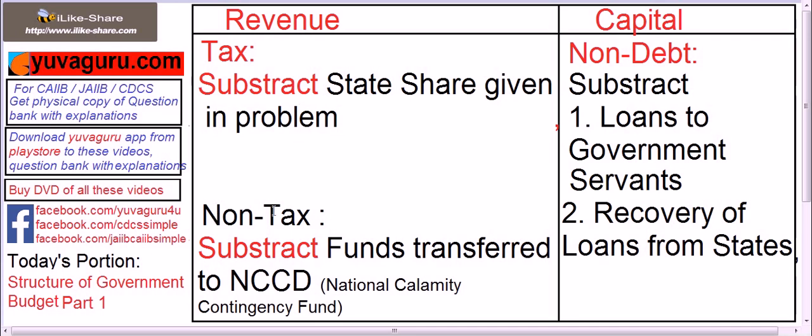Similarly, in non-tax, you have to subtract the funds transferred to the NCCD, National Calamity Contingency Fund. This is a fund kept in reserve. Then in capital non-debt, you have to subtract loans given to the government servants, and next is recovery of loans from the states. Remember these points very clearly and keep them in mind, because what is to be added we know, but what is to be subtracted we don't know. So that was it regarding the budget receipts part of the government budget.